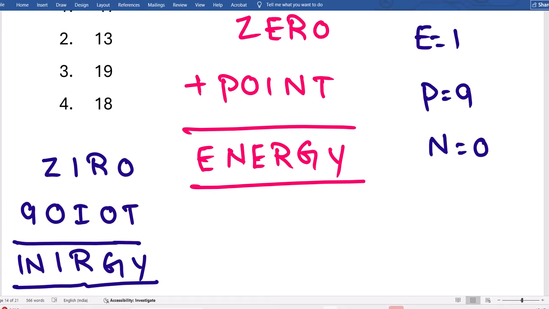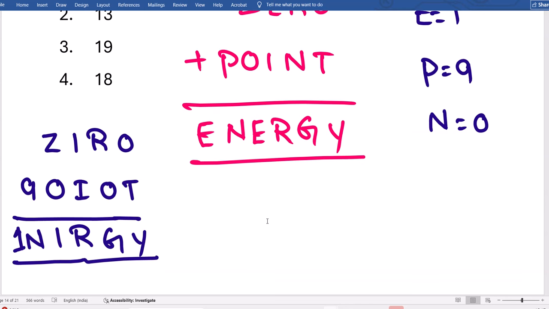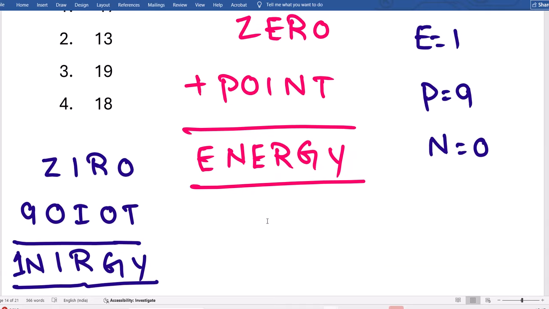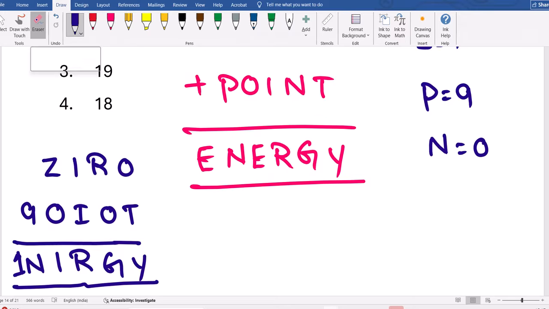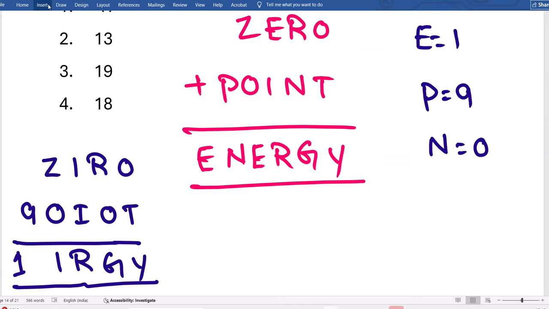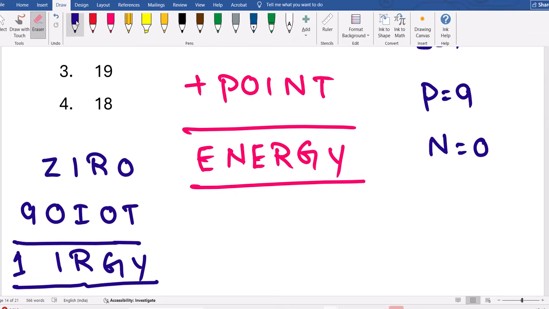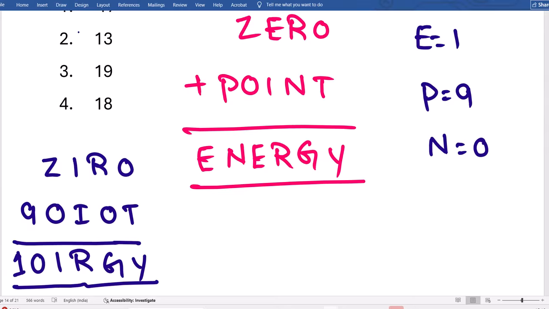Now what's the next thing we have to crack? What about N? What about Z? N must be, oh, already we put N value 0, sorry. Here N is 0. N is 0. Okay.